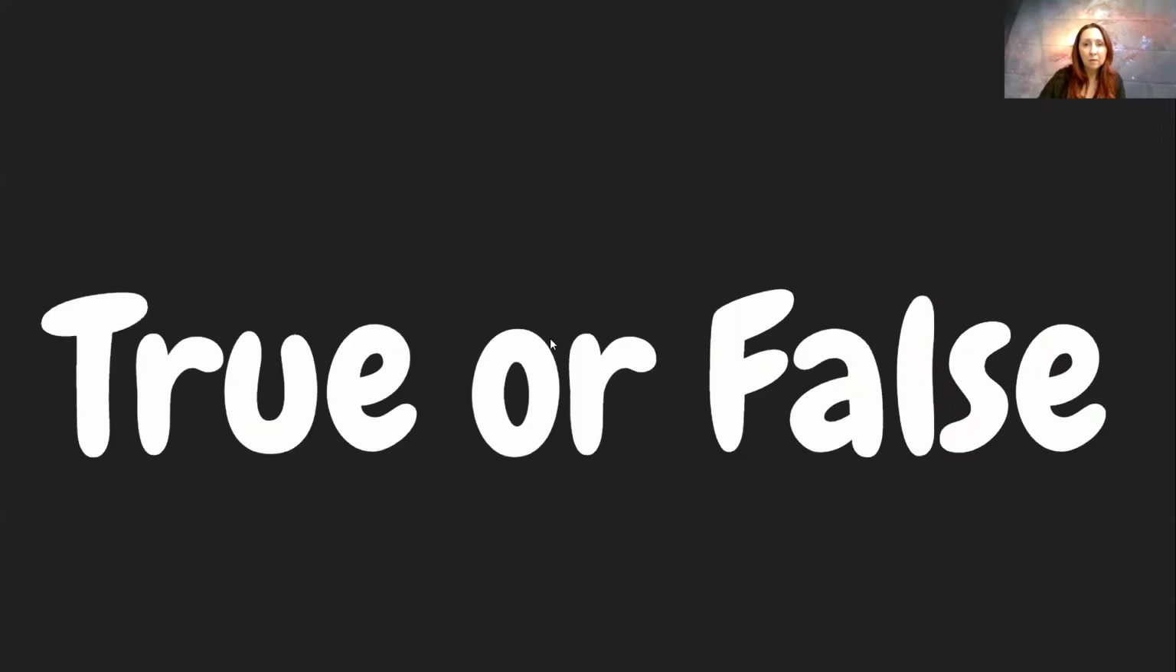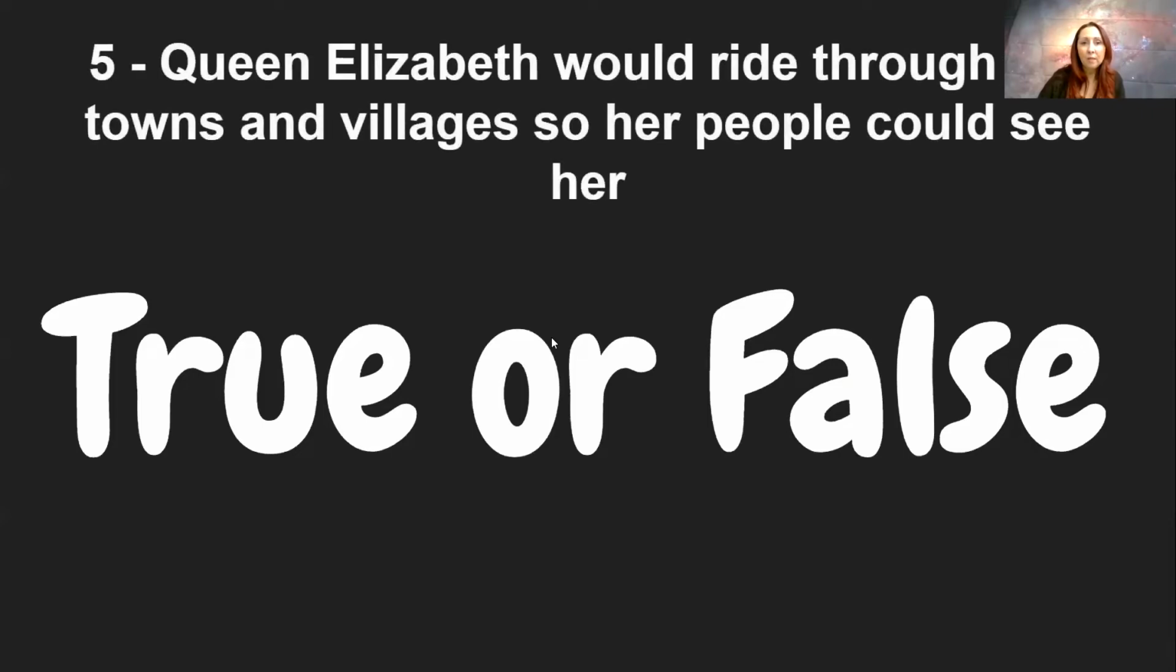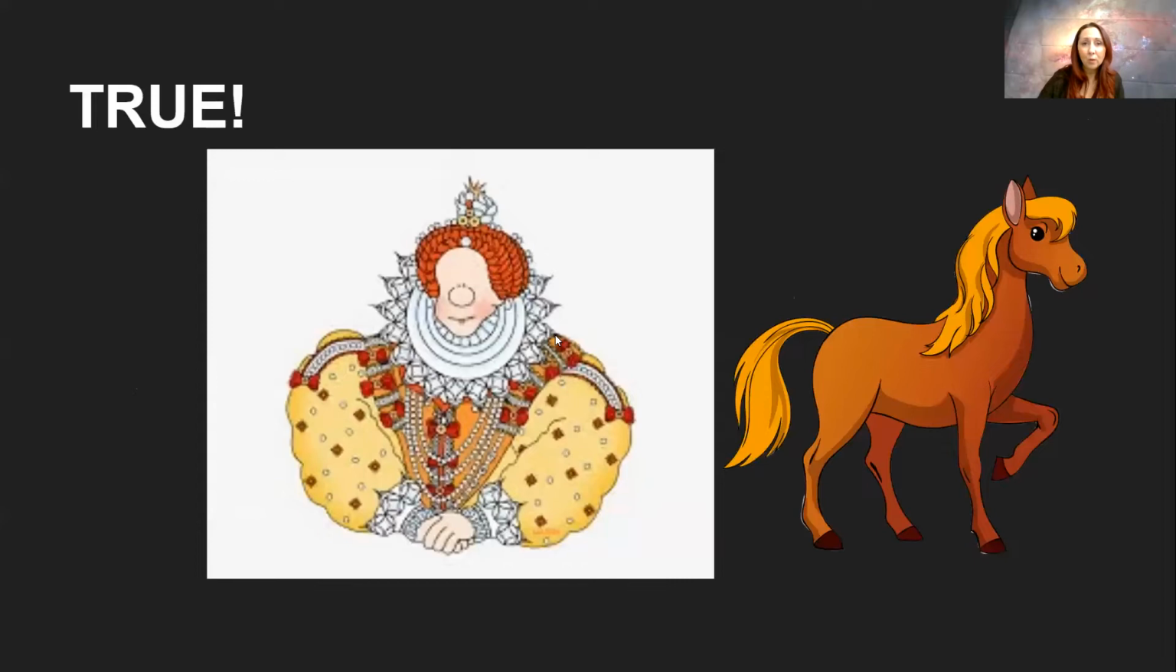Okay, true or false? You're not going to write an A, B, or C. You're going to write a T for true or an F for false. Queen Elizabeth would ride through her towns and villages so her people could see her. If you think she did, write the letter T. If you think she didn't, write the letter F. True. Queen Elizabeth would get on her horse and ride through her towns and villages so her people could see her. This is probably one of the reasons that her people loved her so much.